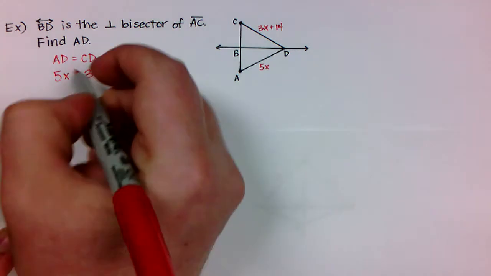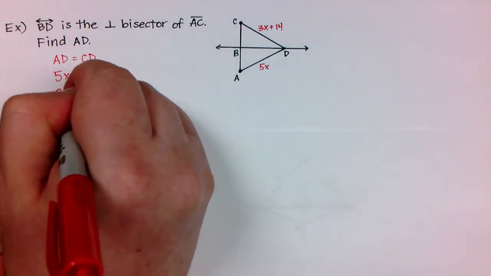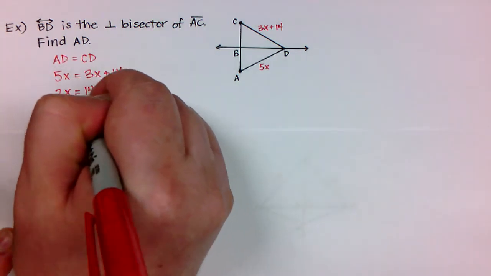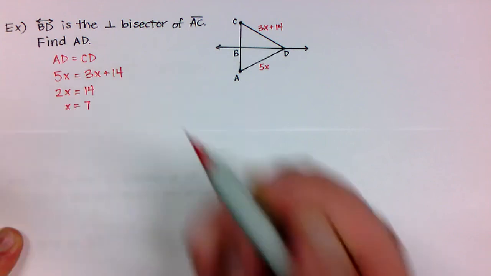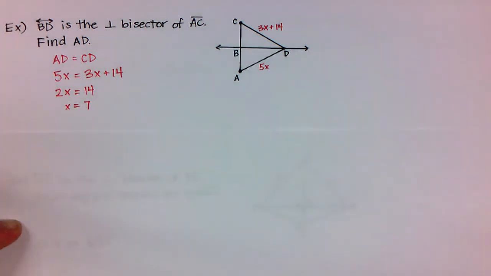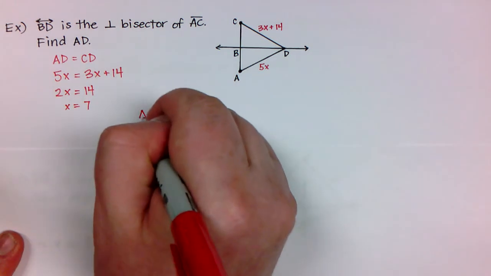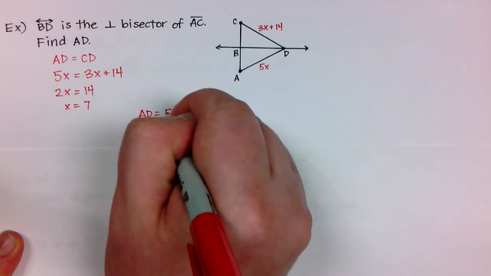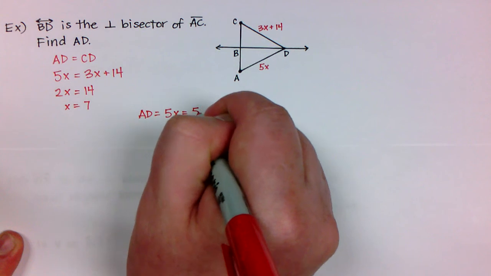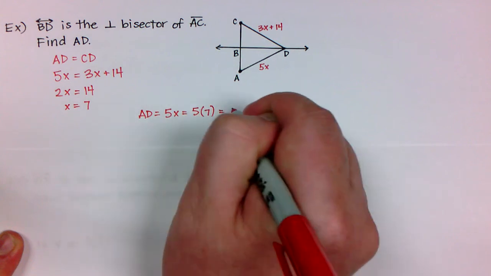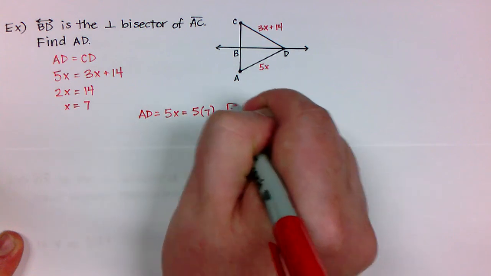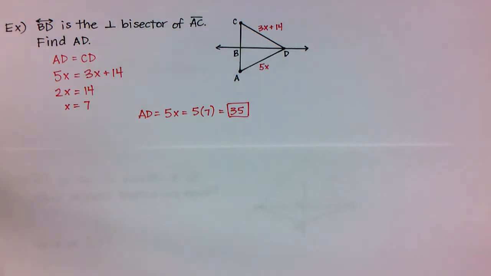So I'm going to move the x's to the same side. So 2x is equal to 14. So then I find that x is equal to 7 when I divide both sides by 2. Okay. If I simply plug it back in now, AD is 5x, so that means 5 times 7, which is 35. There we go. I found the length of AD.